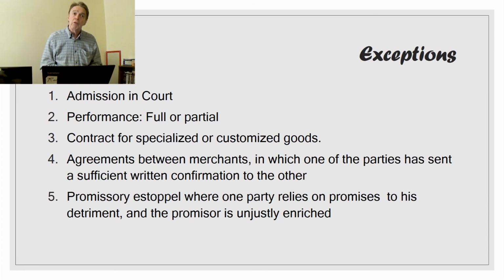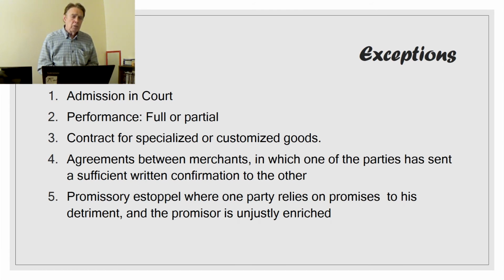So there is a definition of merchant in the Uniform Commercial Code. And it says that if you sell your crop for a profit and on a regular basis, you are then a merchant. So promissory estoppel is also an exception to the statute of frauds. Promissory estoppel, where one party relies on promises to his detriment and the promisor is unjustly enriched.